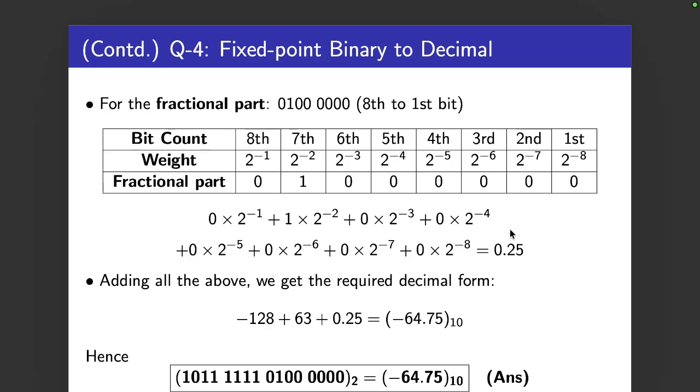Adding all these: the weight of the sign bit, plus the integer part 63, plus the fractional part, we get minus 64.75. This is the decimal representation of the corresponding 16-bit Q8.8 fixed point binary number.